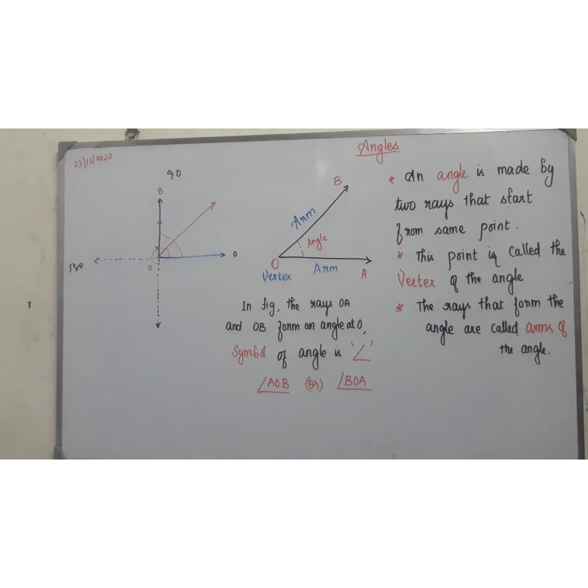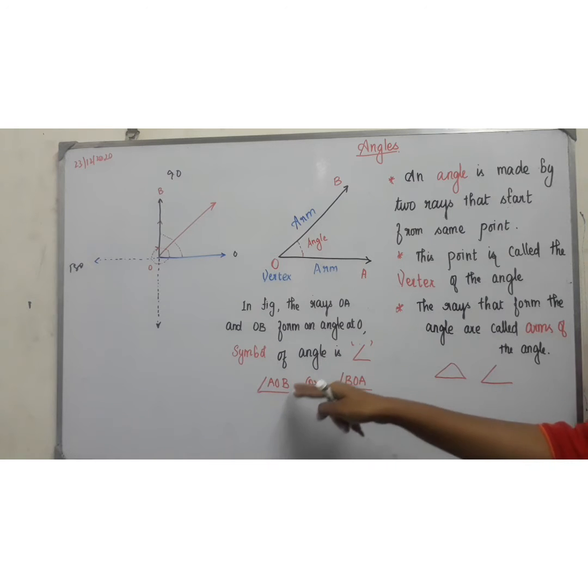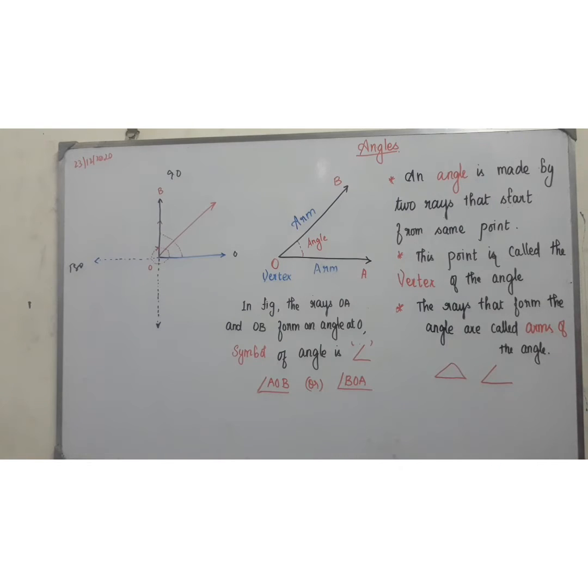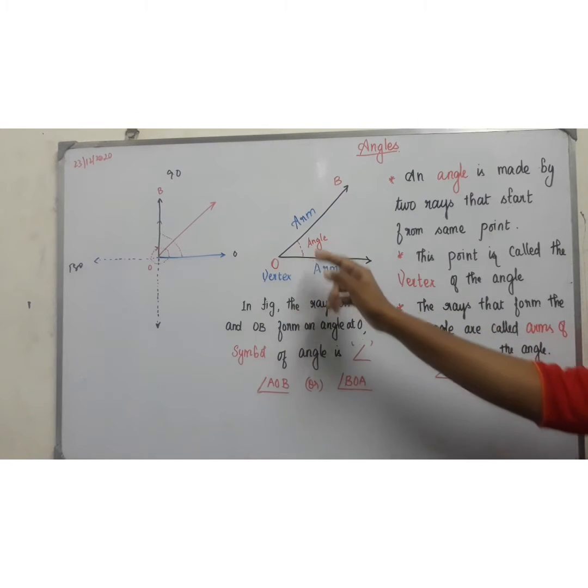Okay, and what is the symbol of angle? The symbol of angle is like a half triangle symbol you have to put, right? This is a triangle, right? So you put a half triangle, that denotes the angle. Okay, so the symbol of angle is this one. Then inside that, what do you have to write? At the point O you have the angle, right? So at the point O only we have the angle.